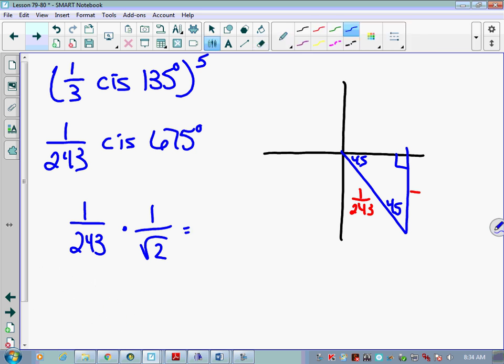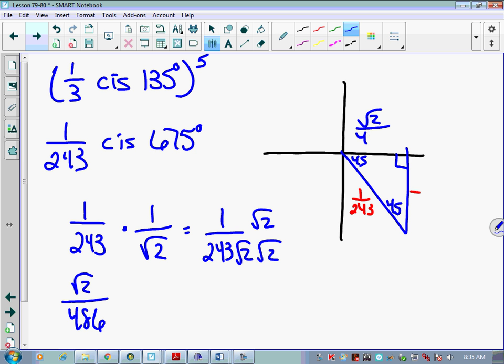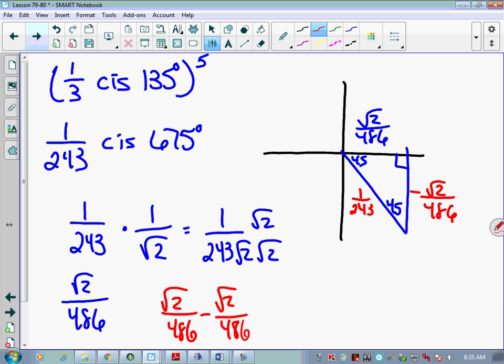Okay. Which is 1 over 243 radical 2, which means we're going to have to multiply by radical 2 over radical 2. Okay. Let's see. So I'm going to get radical 2 over, and I need 243 times 2. 486. Radical 2 over 486. All right, so I've got radical 2 over 486 here, and I've got negative radical 2 over 486 there. Okay. So my answer should be radical 2 over 486 minus radical 2 over 486i. That's the rectangular coordinates. Okay, x and then y.